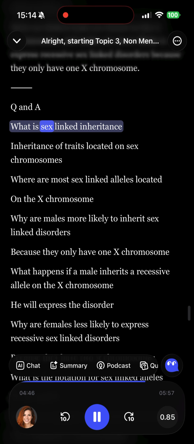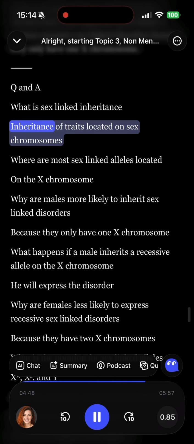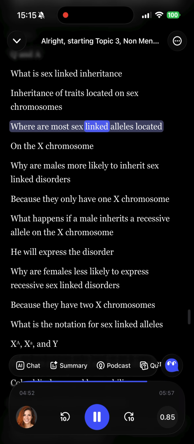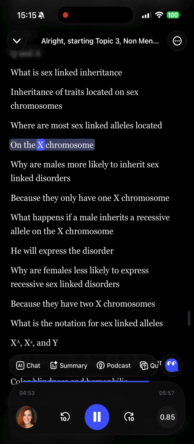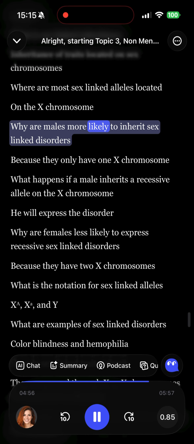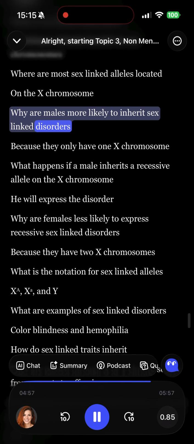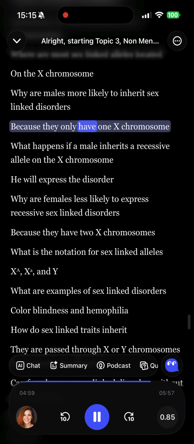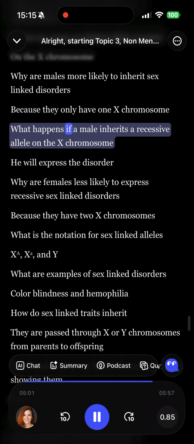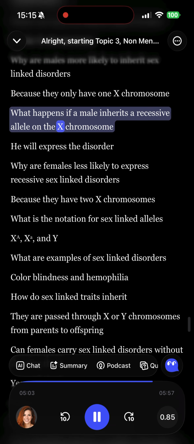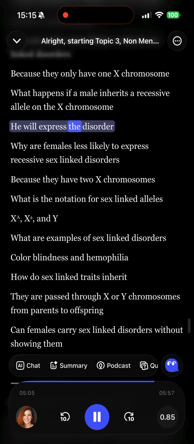Q&A. What is sex-linked inheritance? Inheritance of traits located on sex chromosomes. Where are most sex-linked alleles located? On the X chromosome. Why are males more likely to inherit sex-linked disorders? Because they only have one X chromosome. What happens if a male inherits a recessive allele on the X chromosome? He will express the disorder.